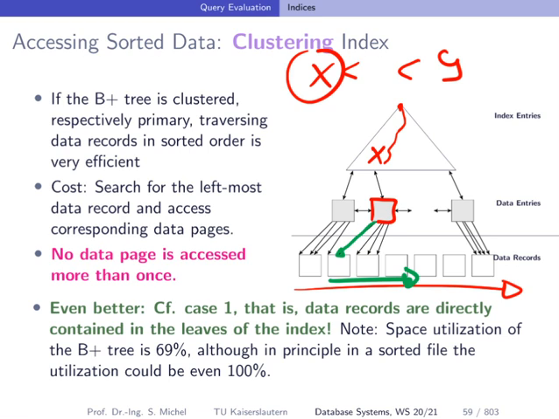No data page here in the file has to be accessed more than once. At some point we will stop when we have reached tuples where the condition of this range does not hold anymore. In the best case, if the data records are directly contained in the leaves of the index, there doesn't need to be any access to a separate data file. This was the case of the index classification in case 123, if you remember that some time ago, where the tree would not store pointers but would store directly the data records.